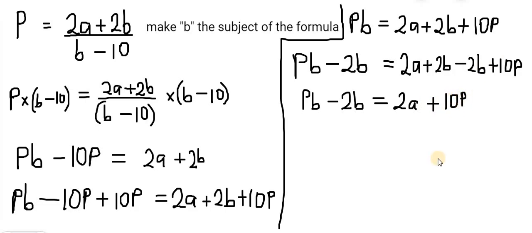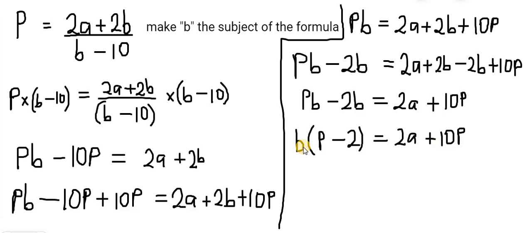Okay. Now, everything that has b is on the left, but we want b as the subject of the formula in one place. So, what do we do? I factorize b out from both of them. So b comes out from the left. What's left is only p, and from the right element, just minus 2. And that's equal to 2a plus 10p.